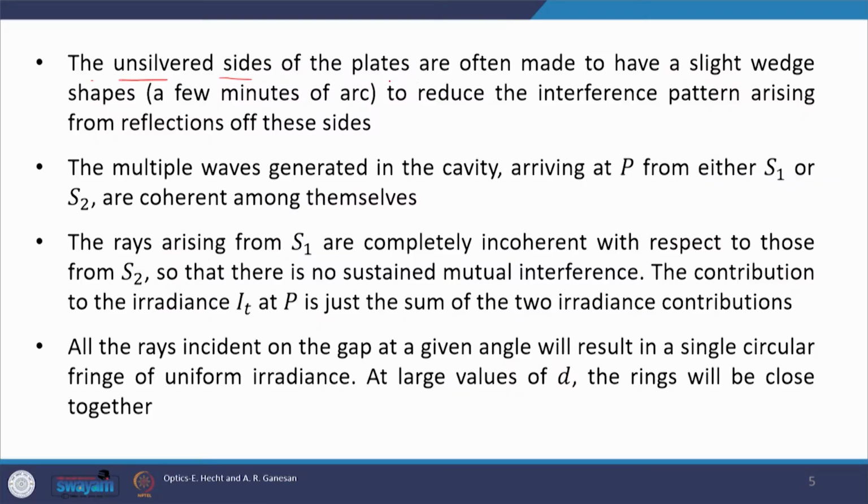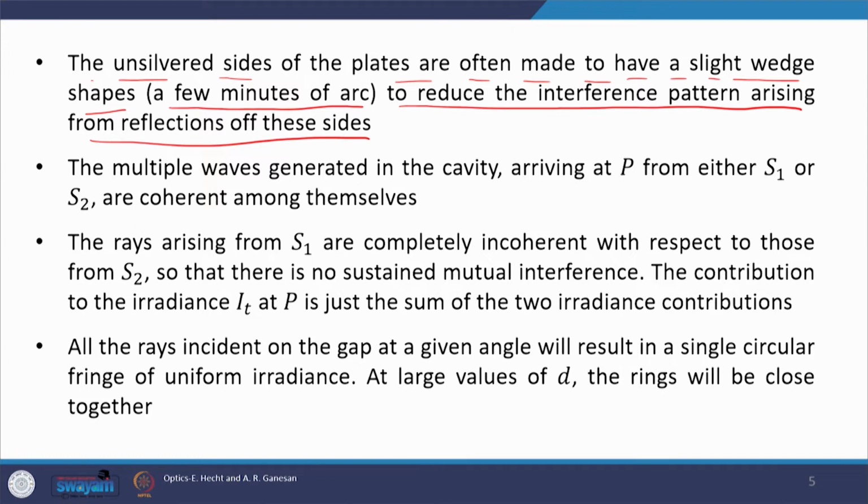Now, the unsilvered sides of the plates are often made to have a slight wedge shape, as we discussed a few minutes before, and this wedge is of a few minutes of arc. The wedge angle is very small. And why do we do this? We do this to reduce the interference pattern arising from the reflection of these sides. We do not want these extra reflections to come into our field of view.